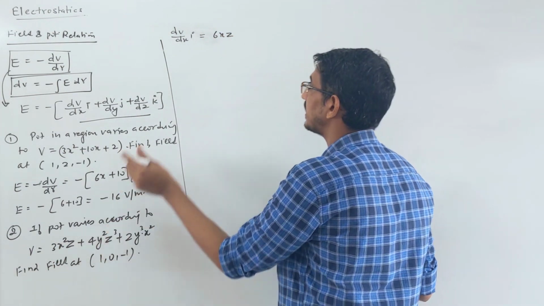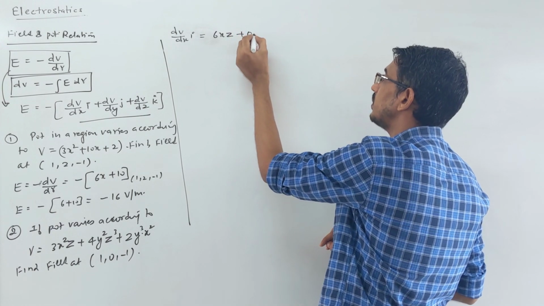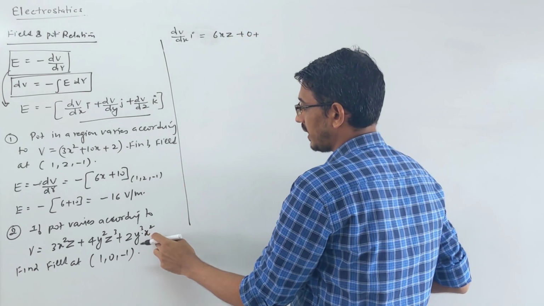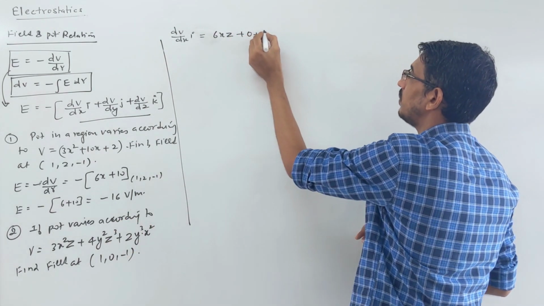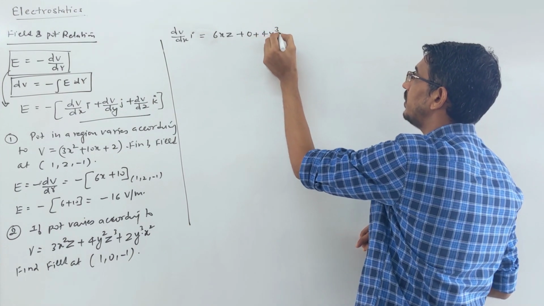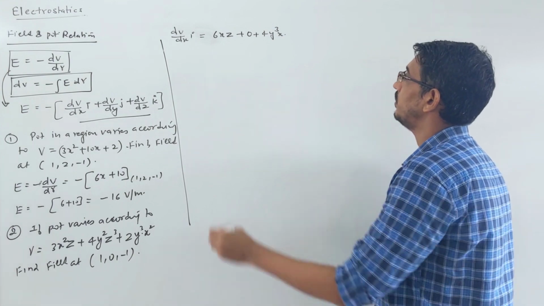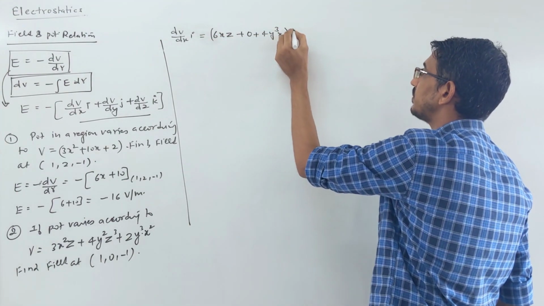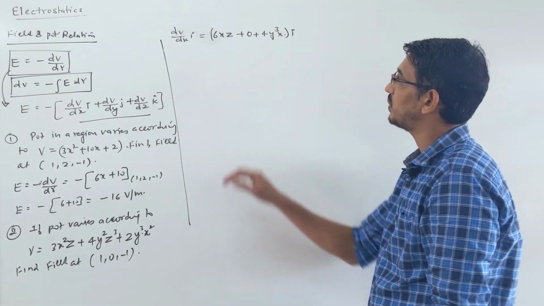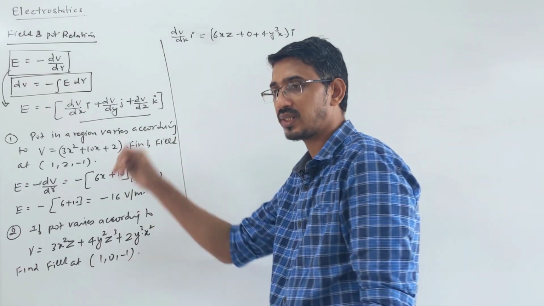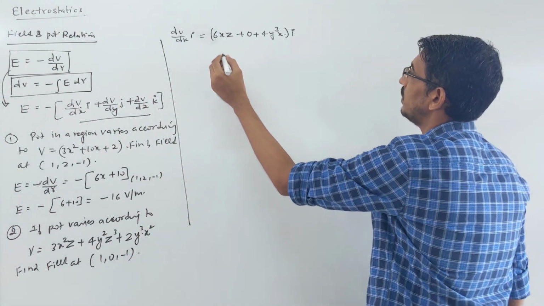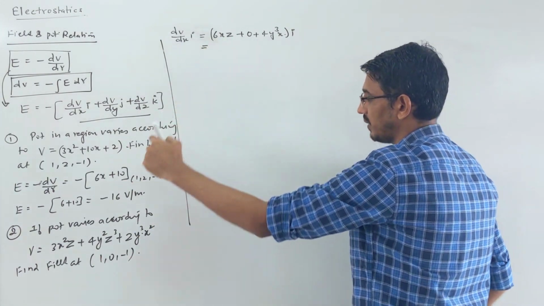Here there is no x, so all are constant, meaning 0. Plus here x is there, so it becomes 4y cube into x. Correct? Yes. Now what you have to do, this is in the i direction. So let's put the coordinates, all coordinates you have to put, and that's called the i direction field.